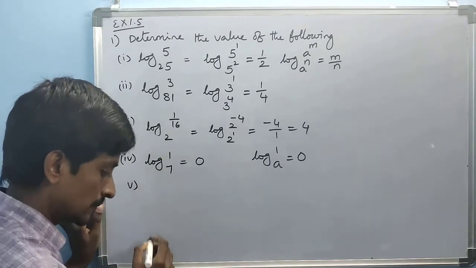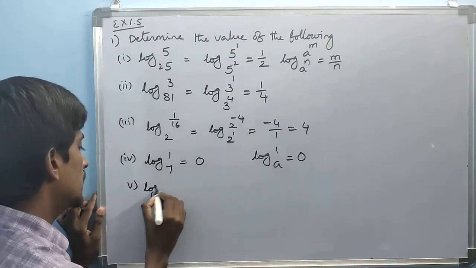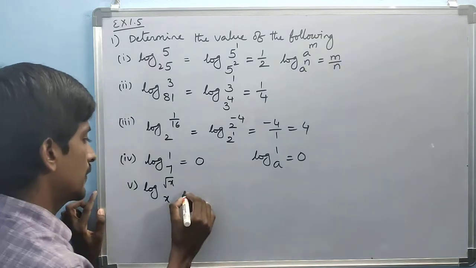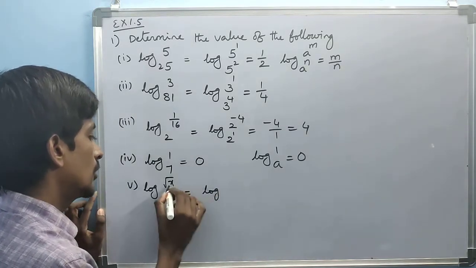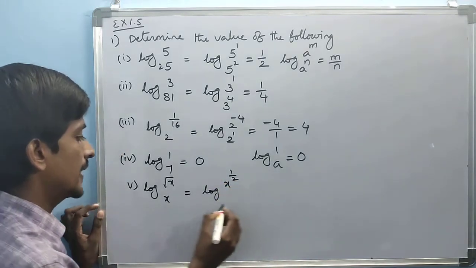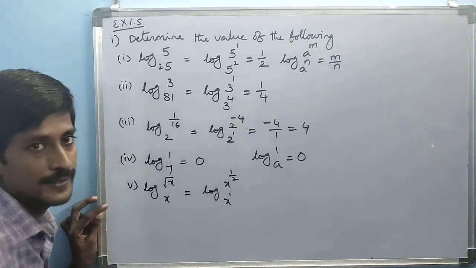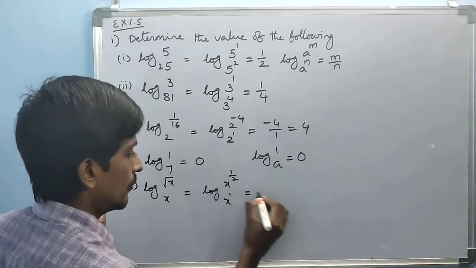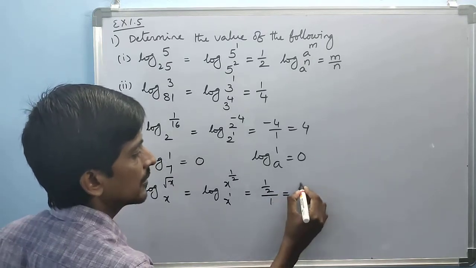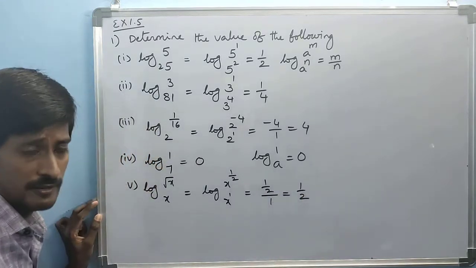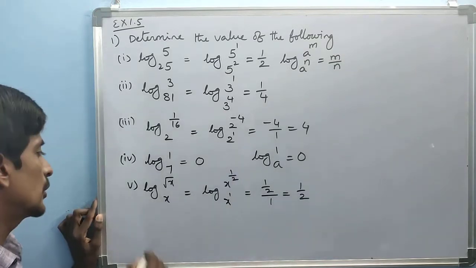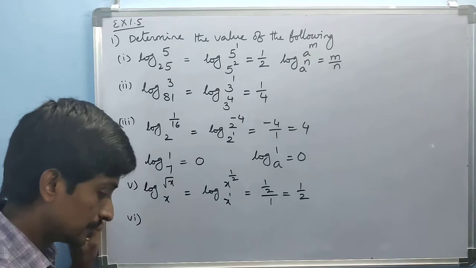Fifth one. Log root x base x. Okay. Root x can be written as x power 1 by 2. x can be written as x power 1. So 1 by 2 by 1. And the denominator 1 means you write the same number. If you divide by 1 any number gives the same number. So 1 by 2.